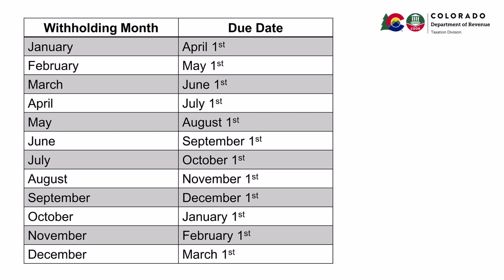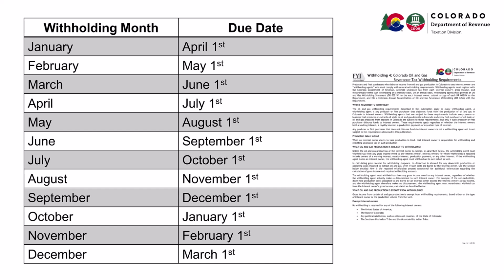If the due date for a withholding payment falls on a Saturday, Sunday, or legal holiday, the payment will be due on the next business day. You can reference these due dates on FYI Withholding 4, Colorado Oil and Gas Severance Tax Withholding Requirements.